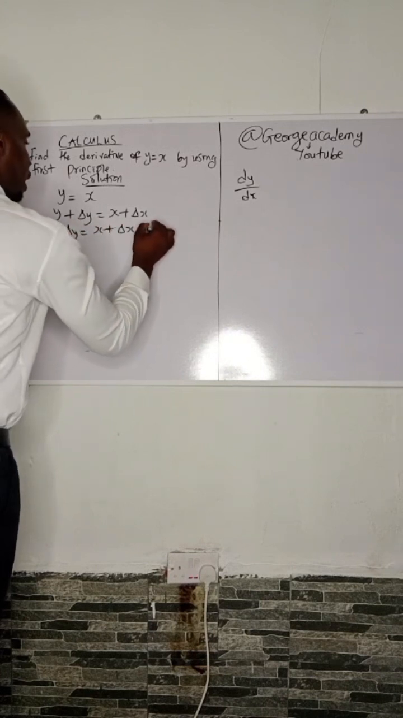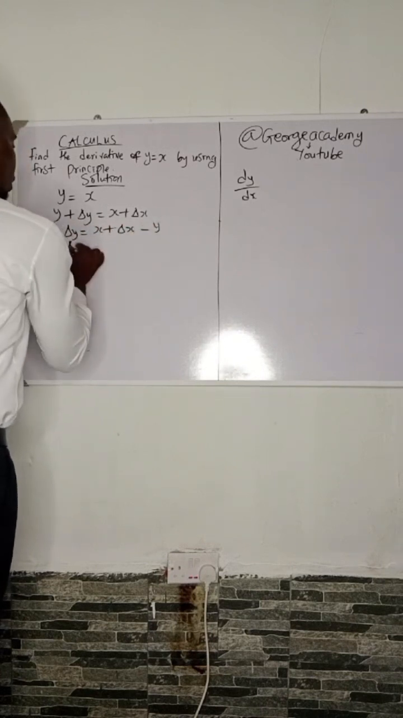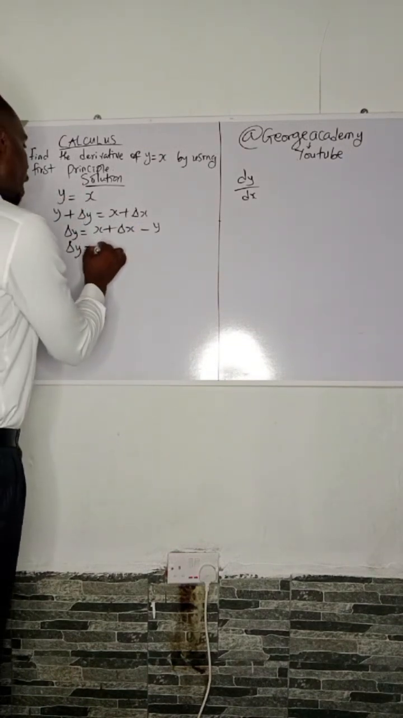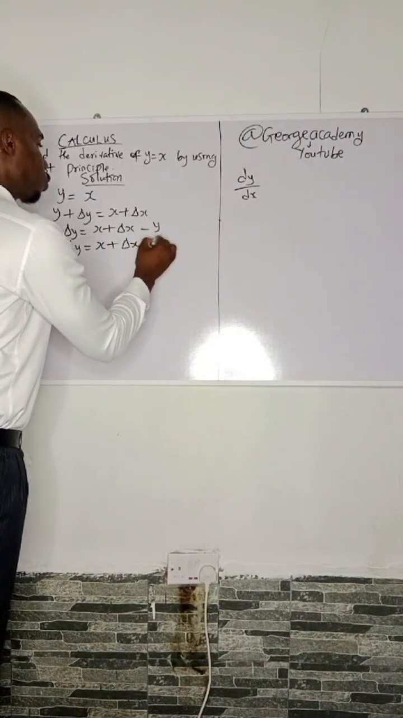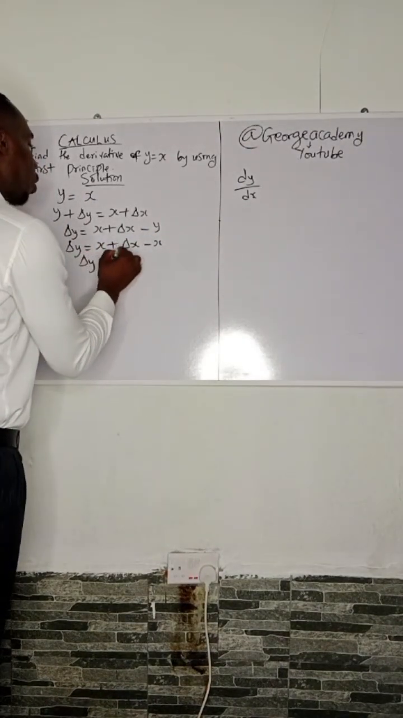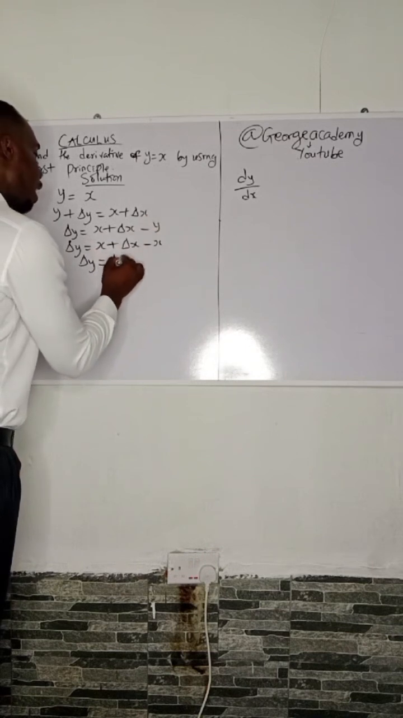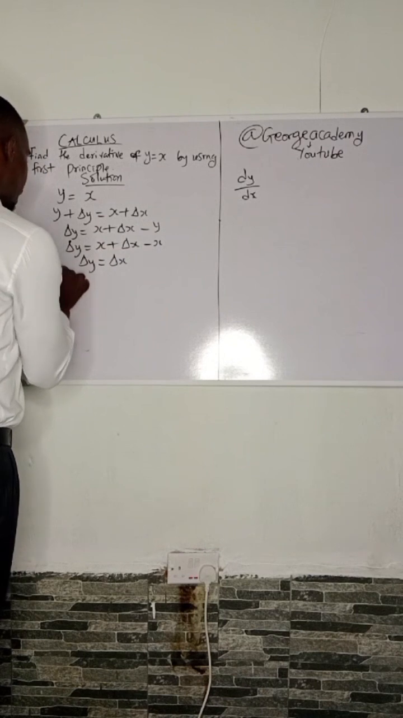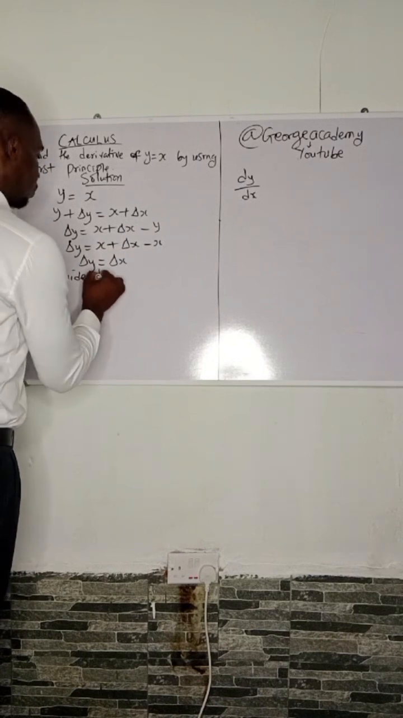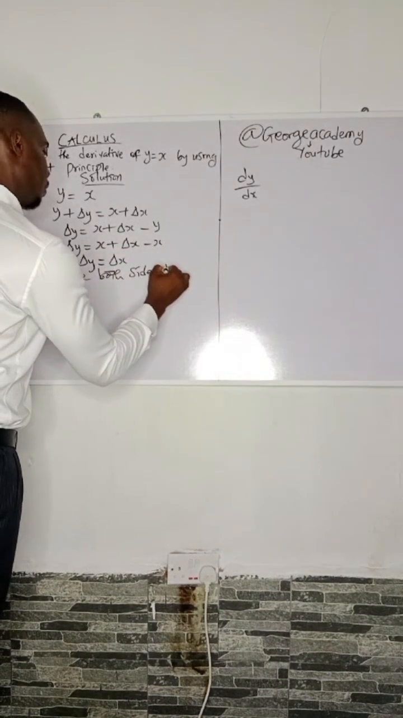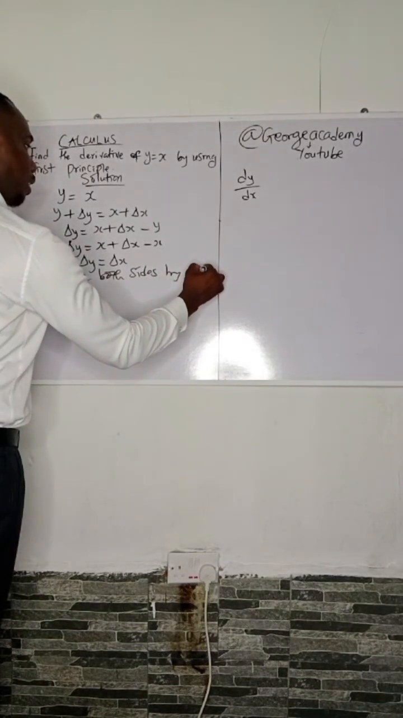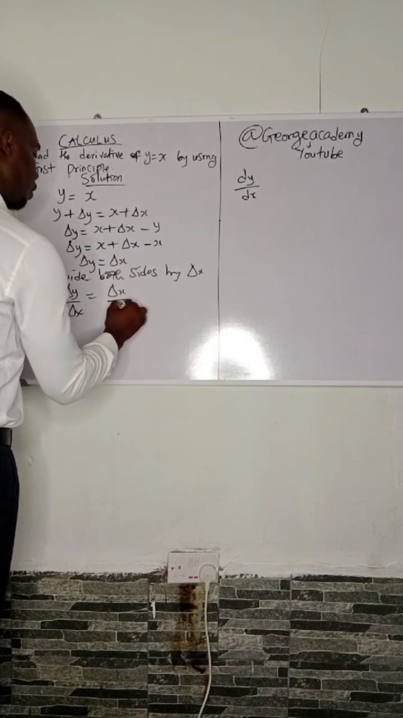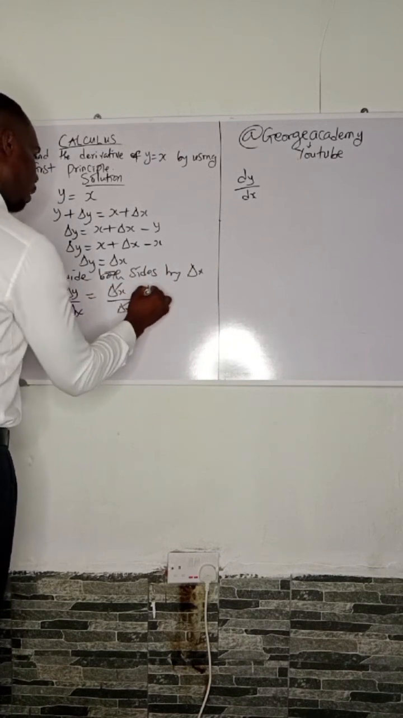plus delta x minus y, which gives you delta y is equal to, please recall that y is equal to x, so x plus delta x minus x. So delta y is equal to x minus x gives you 0, so delta y is equal to delta x. Now you divide both sides by delta x. So delta y over delta x is equal to delta x all over delta x, which gives you 1.